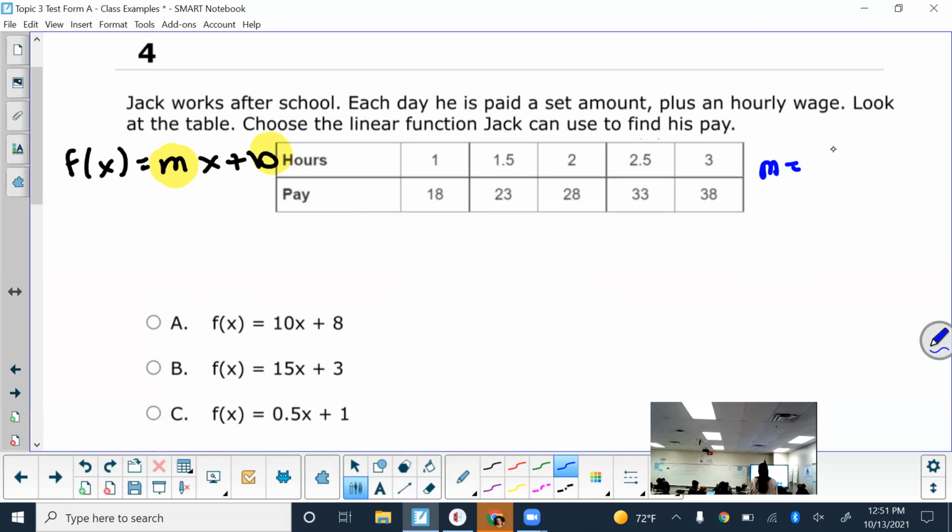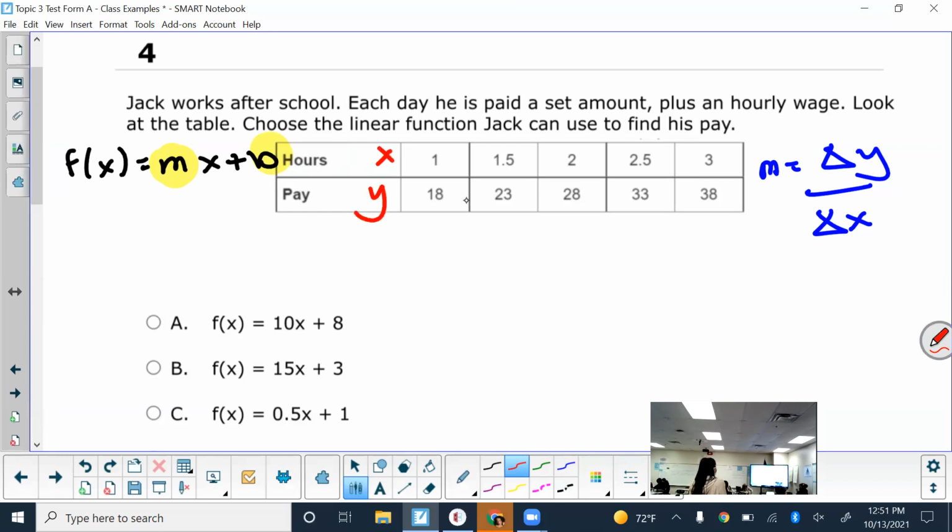It was change in y divided by the change in x. I mean, you could do y2 minus y1 over x2 minus x1, but I think this way you'll get the right answer most of the time. So between hours and pay, which one is x and which one is y? X is hours, and pay is y.